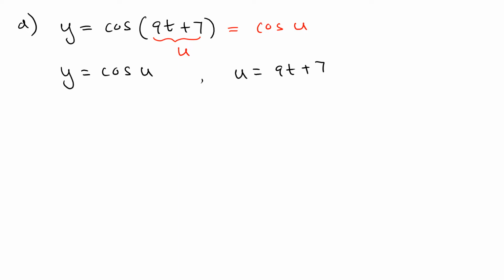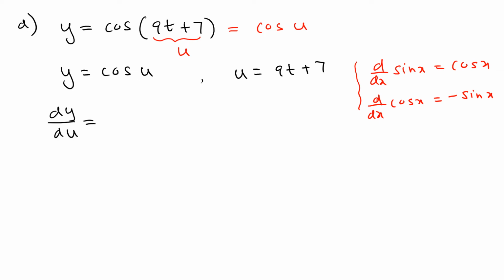So let's recall one theory. What are the derivatives of trigonometric functions? Here we need cosine, so let's write sine. The derivative of sine is cosine, and the derivative of cosine is negative sine. So we need the second version here, the derivative of cosine. So if you take the derivative, dy over du is negative sine u, according to the formula, and then du over dx, just the power rule, is simply 9.